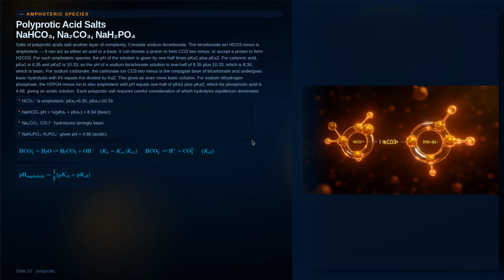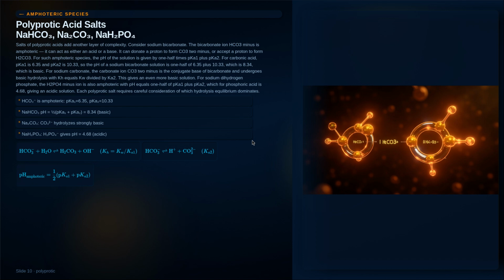The bicarbonate ion HCO3- is amphoteric. It can act as either an acid or a base. It can donate a proton to form CO3 2- or accept a proton to form H2CO3. For such amphoteric species, the pH of the solution is given by 1/2 times (pKa1 plus pKa2).